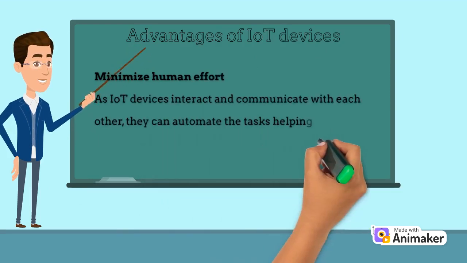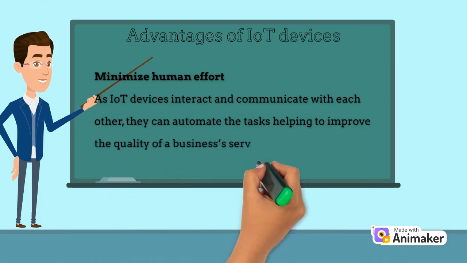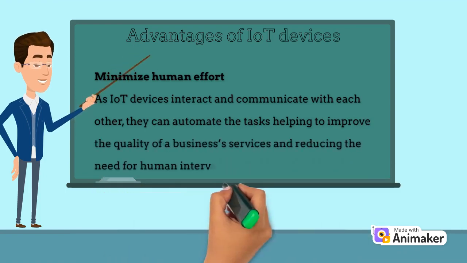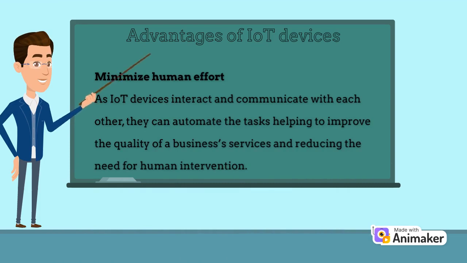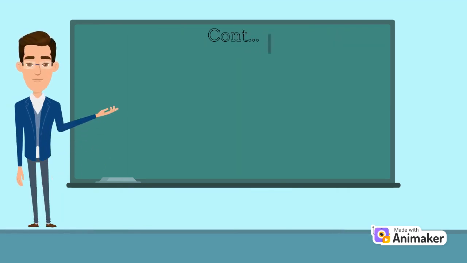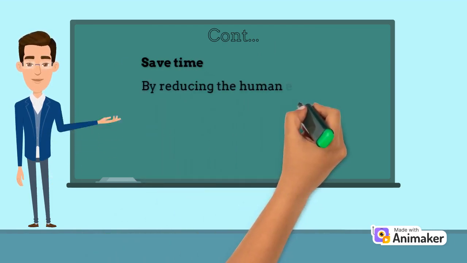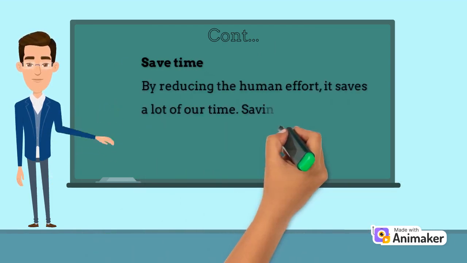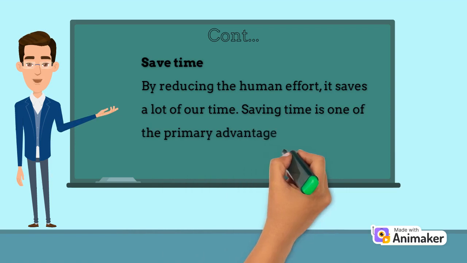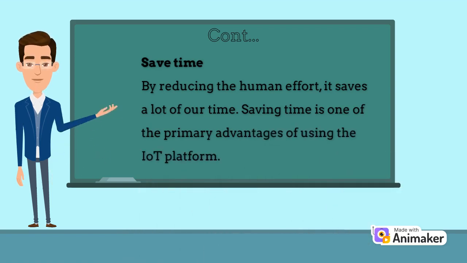Advantages of IoT devices. First, devices interact and communicate with each other. They can automate tasks, helping to improve the quality of a business's services and reducing the need for human intervention. Second is save time. By reducing the human effort, it saves a lot of our time. Saving time is one of the primary advantages of using the IoT platform.